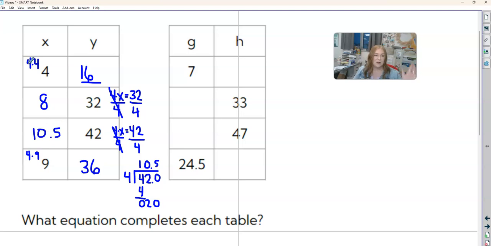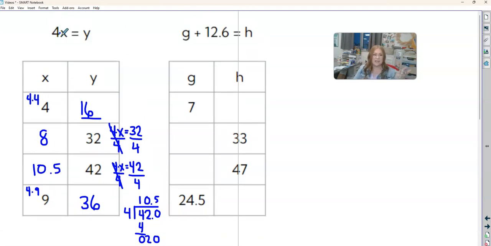So we're just following: if it gives us x, we can just do the problem. If it gives us y, we need to do the opposite to both sides to work backwards. Okay, let's try this one here. So we have g plus 12.6. So when it gives us g, we just need to add. And if it gives us h, we need to undo it by subtracting. So g is going to be adding. H is going to be undoing it with subtracting.